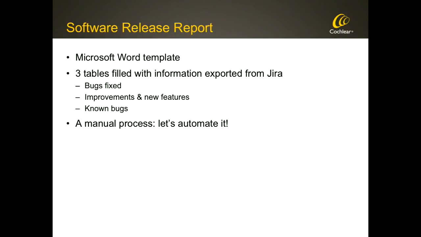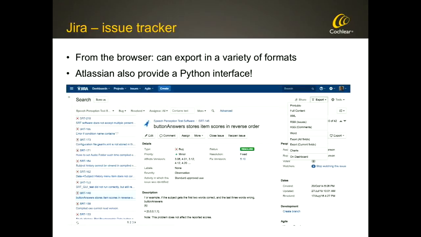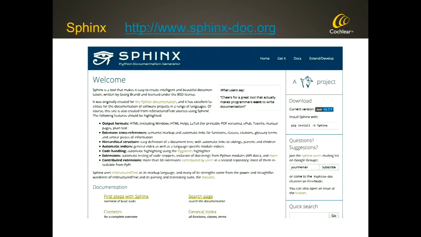So far, so I thought I'd automate it, and I just picked an internal research project rather than a piece of product software. So for example, here's Jira, our issue tracker. Normally we would just use it from the web browser, and you can export data from the browser in a variety of different formats, but then somehow I've got to get that into the Word document, which is a bit tedious. But Atlassian also provide a nice Python interface, so I thought I'd have a go at using that. And I chose Sphinx, which is the documentation system that's used for the Python documentation itself. And it's quite a nice system.